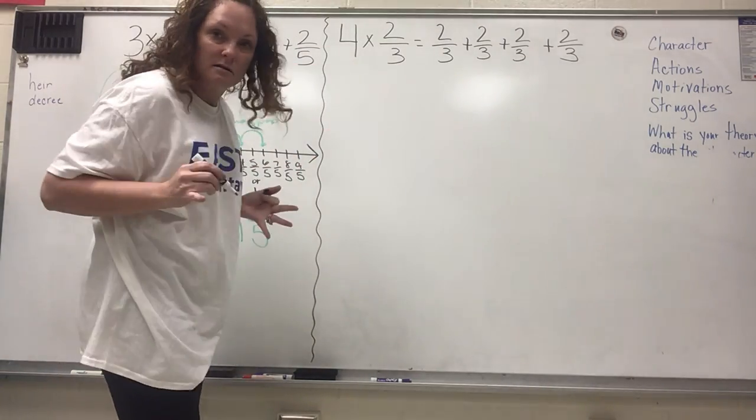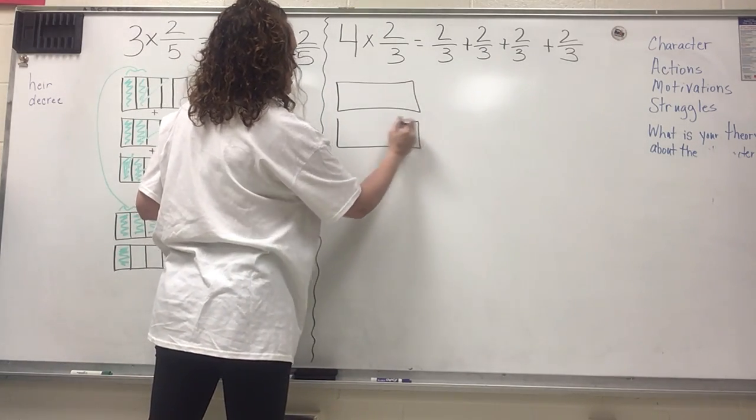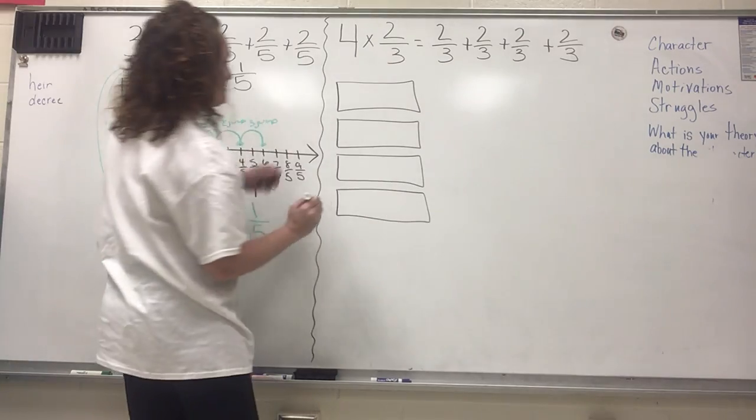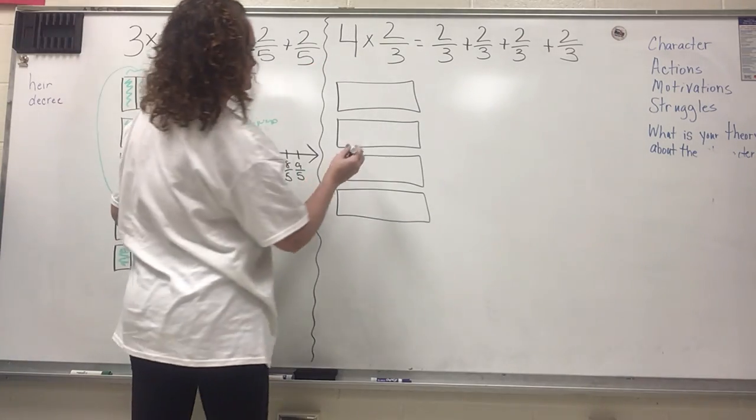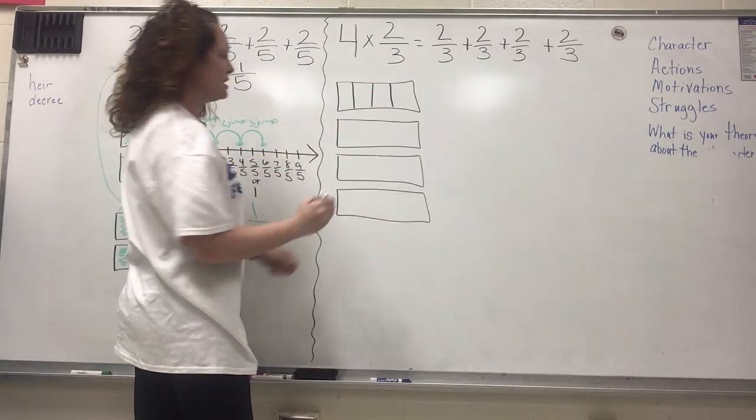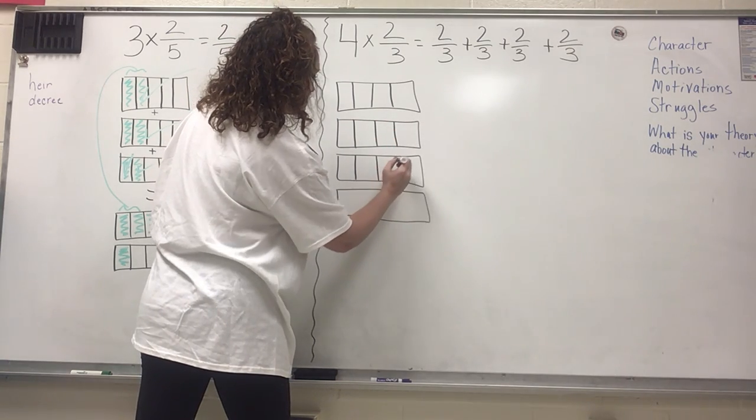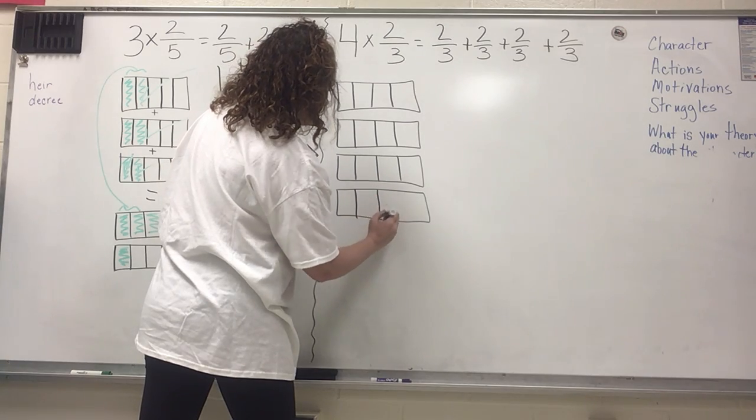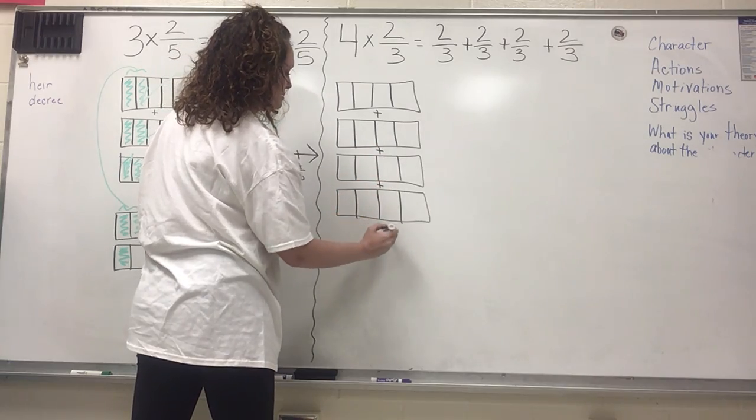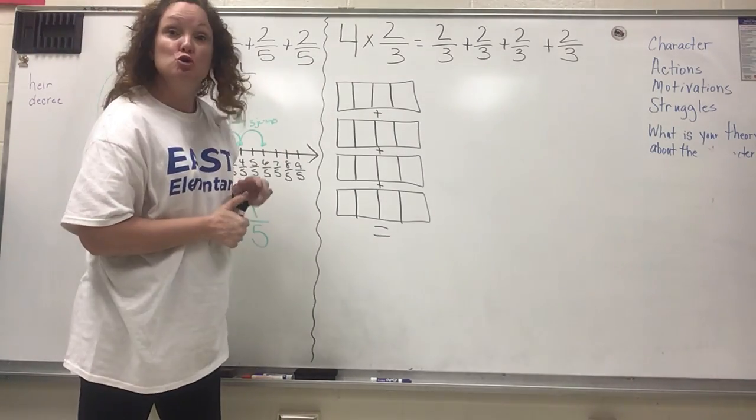Okay? Let's model. How many bars do I need? I need 4 bars because I have to represent 2/3 4 times. Alright, we're in fourths. Ha, this one's easy for me to. I say easy and then look. Alright. So I have my 4 bars. How many pieces am I shading in each bar? 2.